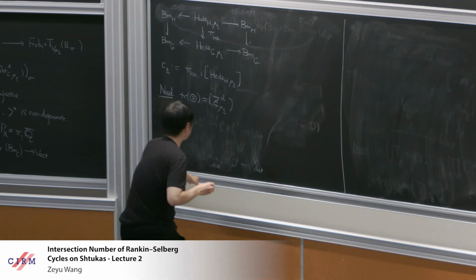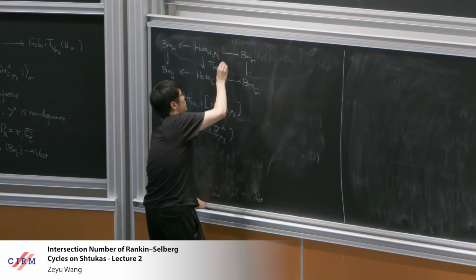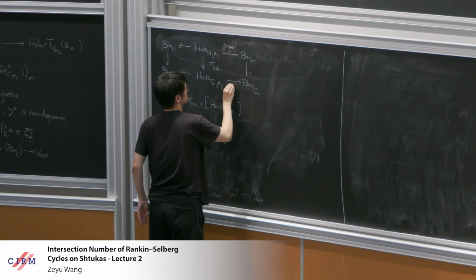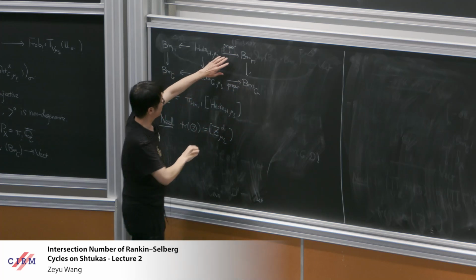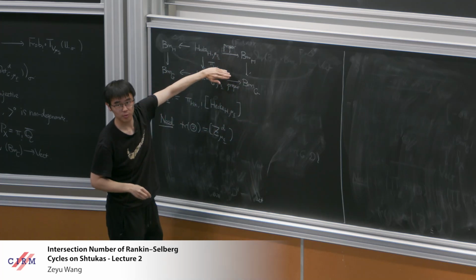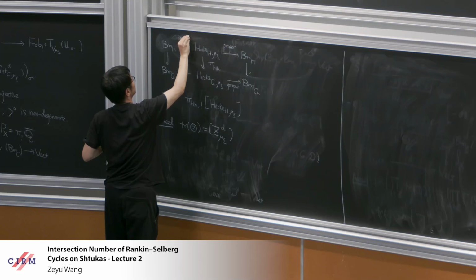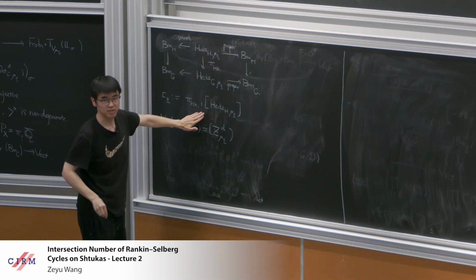Oh, yes, I forgot to mention that. These two maps are proper. So in particular, if you form the fiber product, this will be proper. And this map is smooth, so you have a fundamental class. So this makes sense.